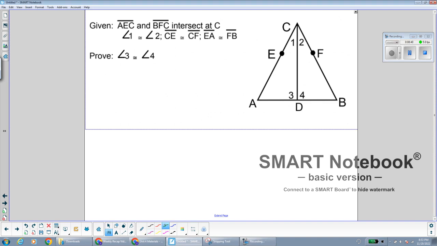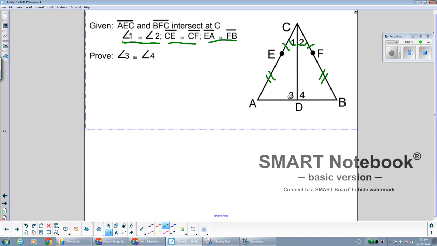Let's take a look at this proof over here. So let's take a look at the given information. So we're told that segments AEC and BFC intersect at point C, and I can see that from the diagram. They definitely do meet at point C. I'm told that angle 1 is congruent to angle 2, CE is congruent to CF, and that EA is congruent to FB. And our goal is to ultimately prove that angle 3 is congruent to angle 4.